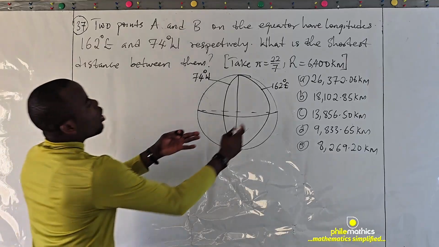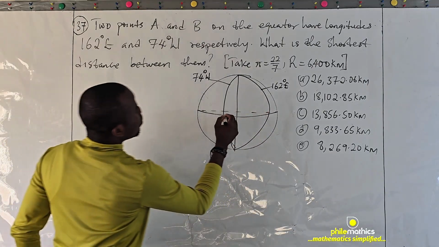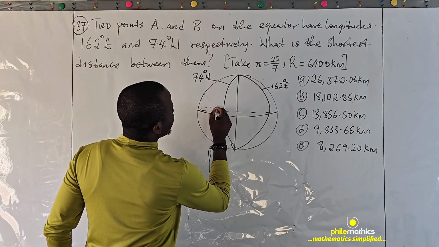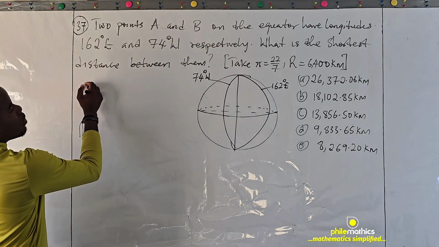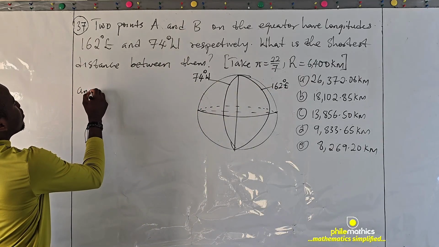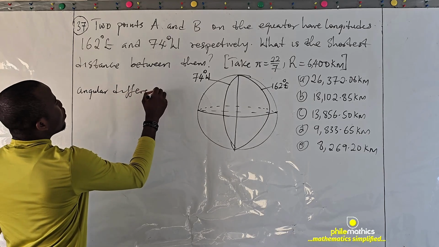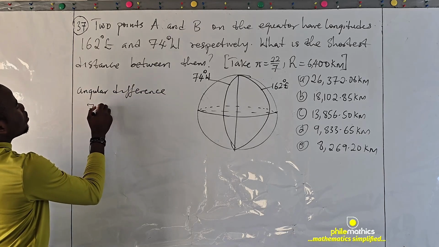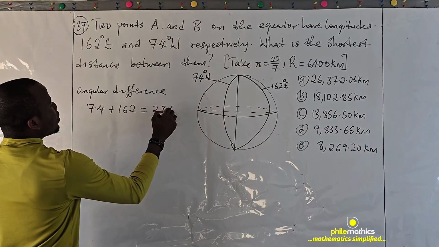Now, since they are on the opposite sides, that is east and west, the angular difference is 74 plus 162, which is 236.